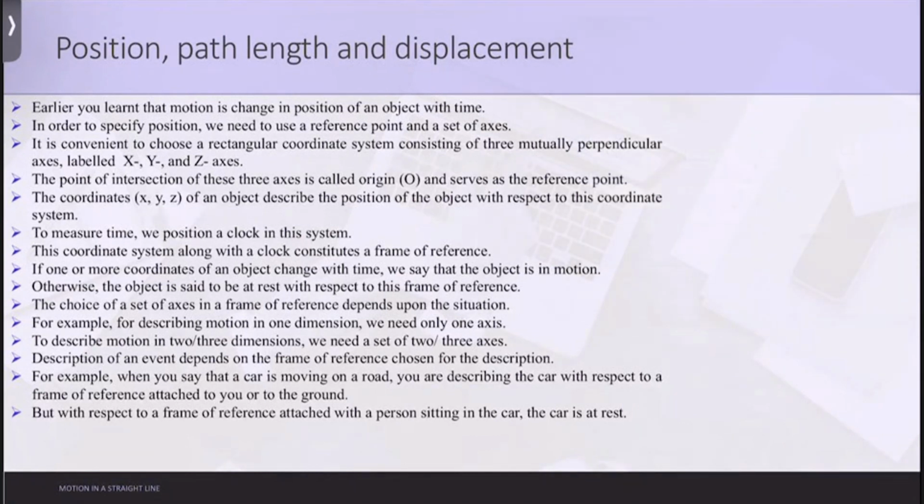So earlier you learned that motion is change in position of an object with time. This was the first definition which you understood in the introduction. What is motion? Motion is basically change in position of an object with time, right? So that is defined as motion. In order to specify position, we need to use a reference point and a set of axes.